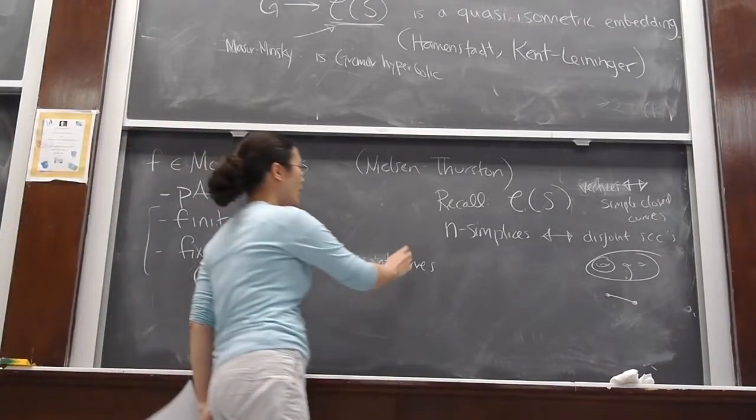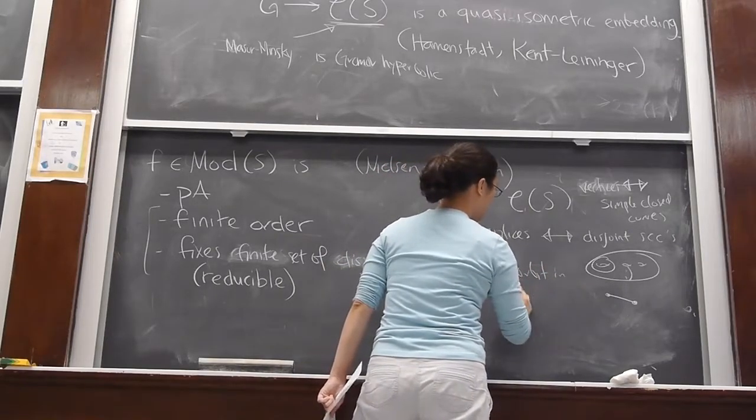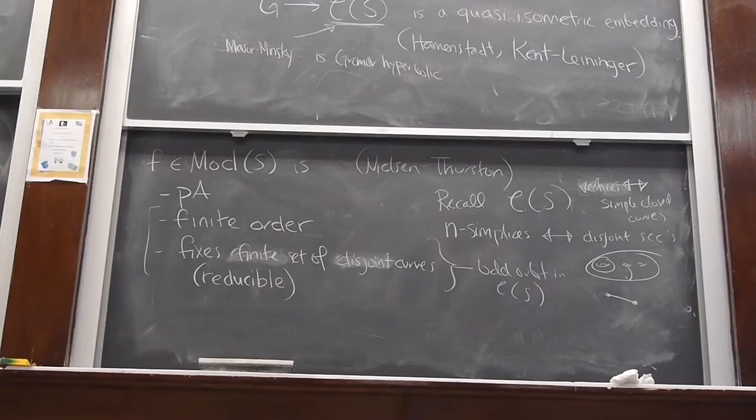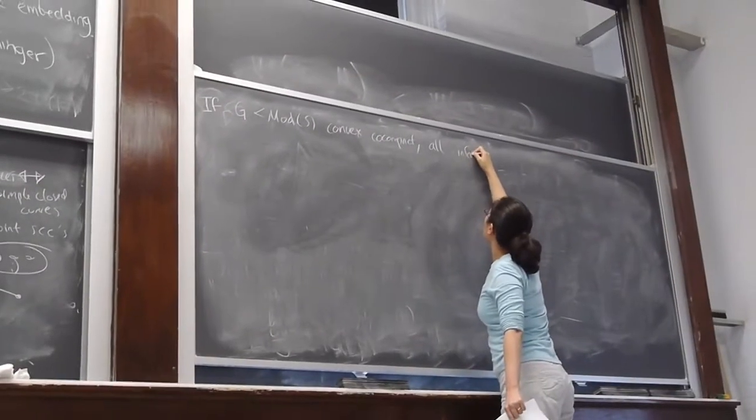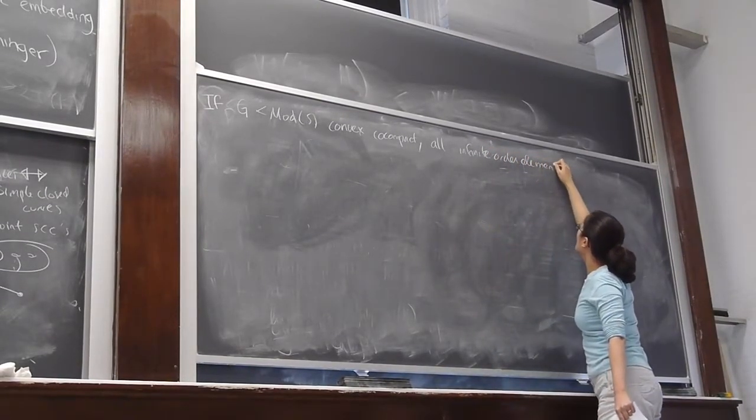So this implies, and my point in calling that out is just to remark that it follows from this second characterization of the property that if you have a convex cocompact subgroup of the mapping class group, then all infinite order elements are pseudo-Anosov.